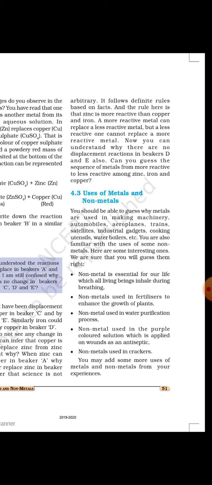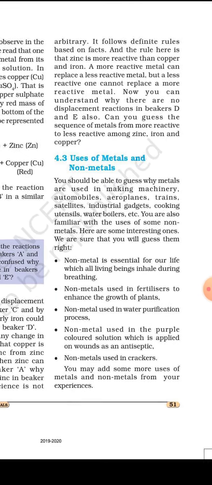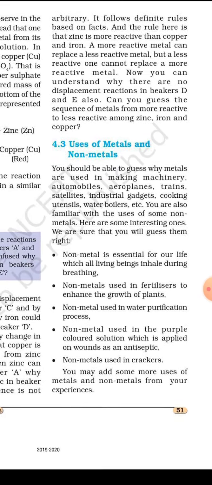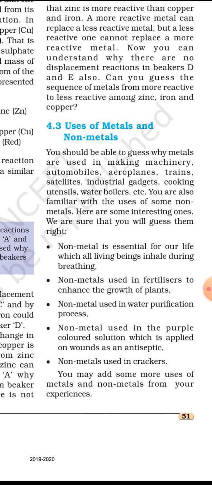At the last, we are going to see the uses of metals and non-metals. Actually, you should be able to guess from these lessons why metals are used in making machinery. Here are some interesting ones. We are sure that you will guess them right. Is a non-metal essential for our life? Yes, because all living beings inhale it during breathing. A non-metal is used in fertilizers. For what purpose? For the growth of plants.